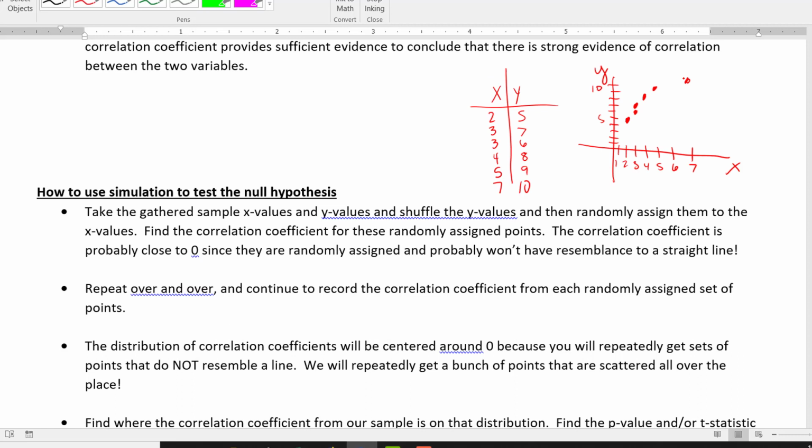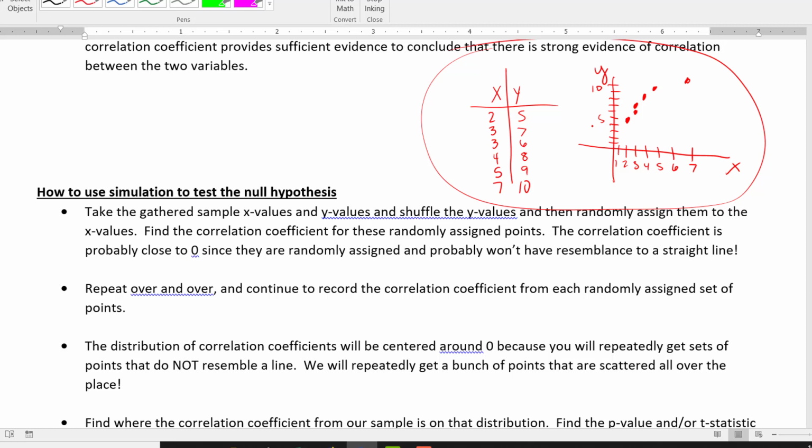Okay, so when we do this with a simulator, you are going to have a sample. I made a little sketch here of just a nice quick sample that I hope you see very much resembles a line. So I picked some points here that I hope you see seem to have a strong correlation. I would expect a very high correlation coefficient like r equals 0.9.